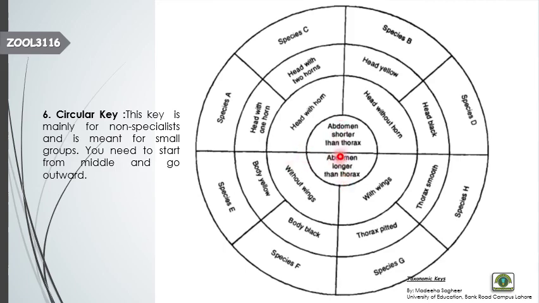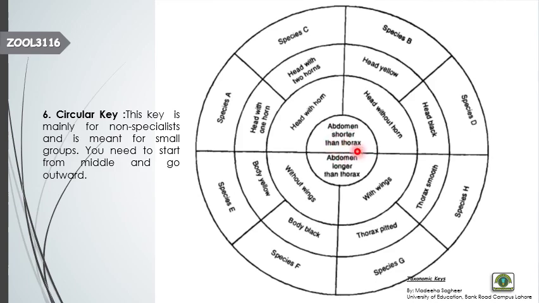In all the keys, I have chosen the same example just to make you understand how to read the key. I have chosen the same statements about abdomen and thorax, spines, etc. I have not changed the statements, because in this way you can compare the different keys.